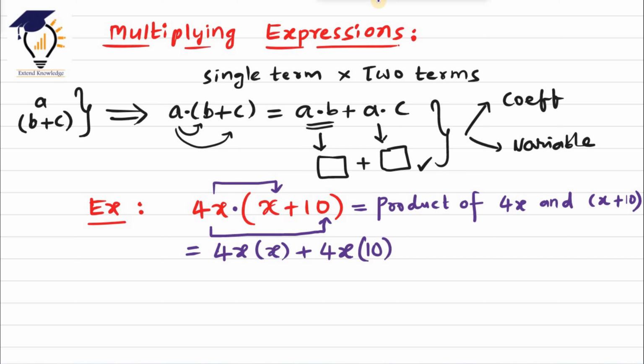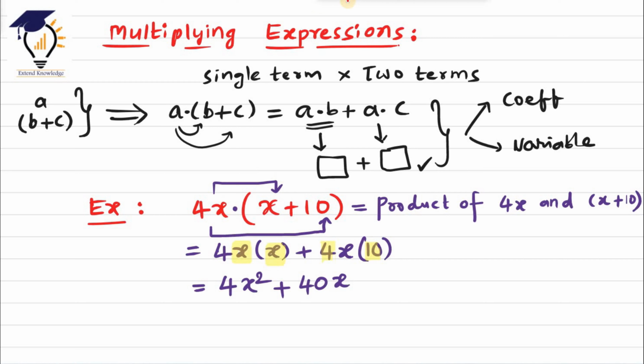Look at this. As we already learned, multiplying single term expressions: 4 is the only coefficient, write 4 as it is, and x and x will give us x square as the result. So plus, there are two coefficients, 4 and 10. So 4 times 10 will give us 40, and the only variable left is x.